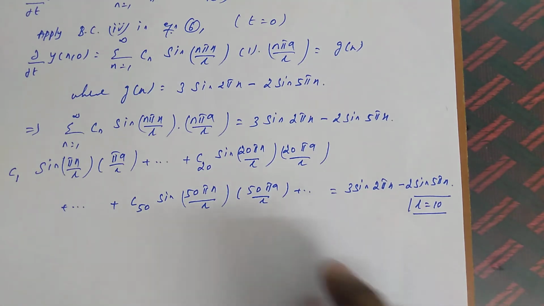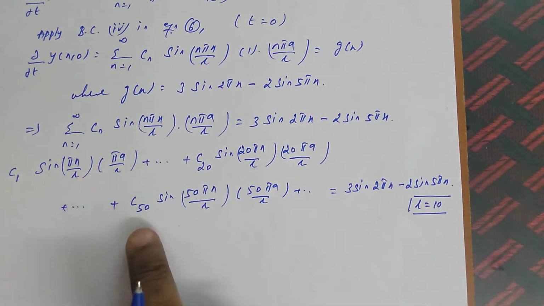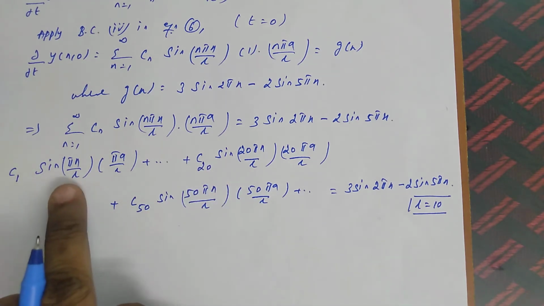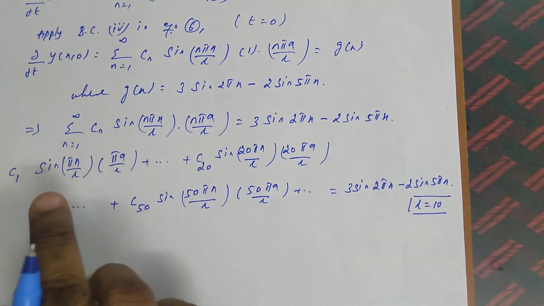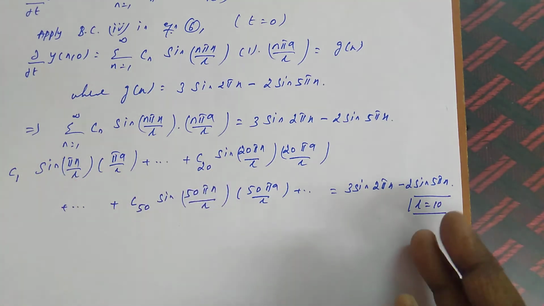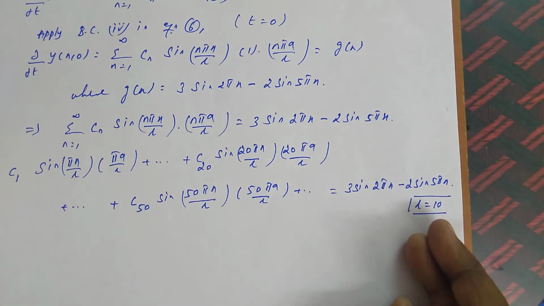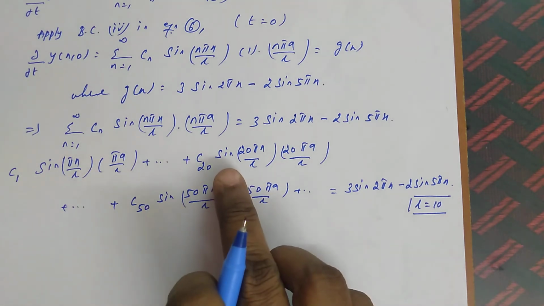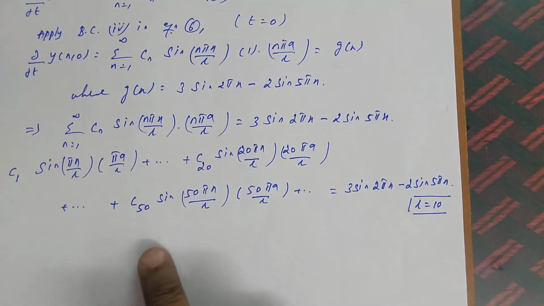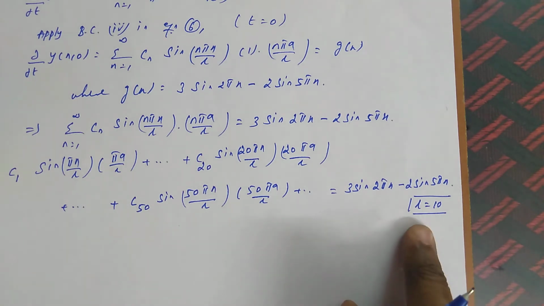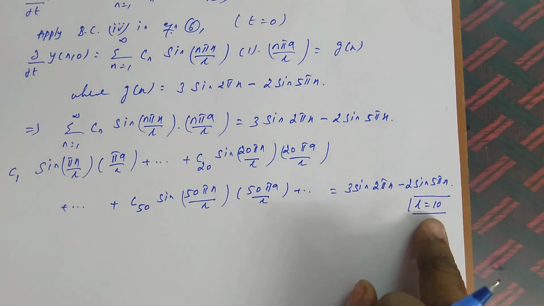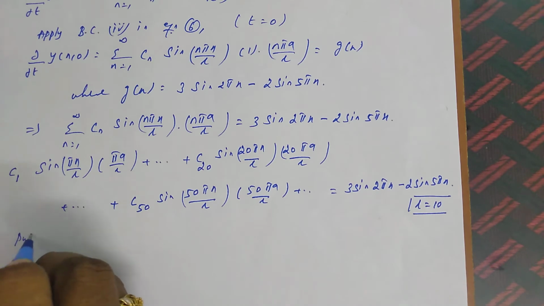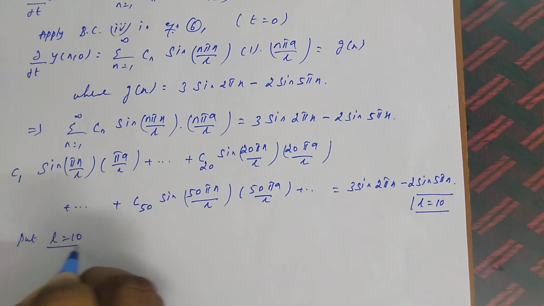That is the reason why we are going up to C20 and C50. And there is no need of the terms with sin pi x and etc., because there are no such terms in the right hand side. So those values automatically become 0. So we can get the answer only for C20 and C50. Okay, so now we are going to put L is equal to 10 in the above equation. So put L is equal to 10.